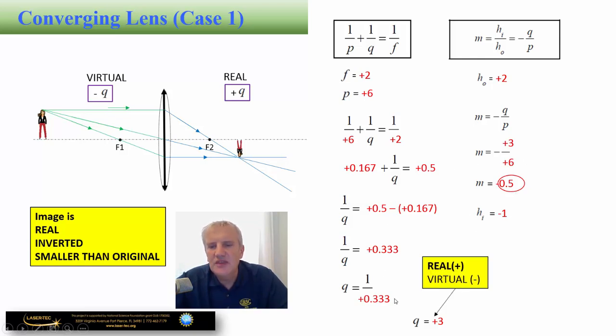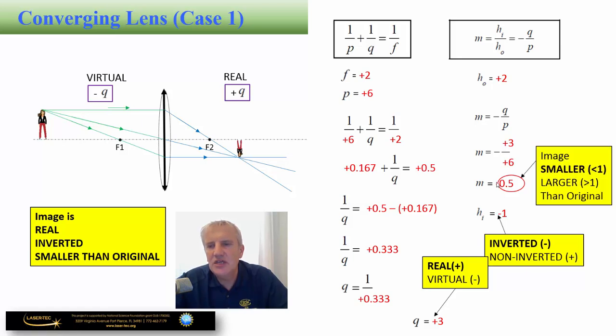The fact that the q, the distance of the image relative to the lens, is positive indicates that we are dealing with a real image, or the image that's positioned on the right relative to the lens. And then the fact that the magnification is negative means that the image is going to be inverted. And finally, the fact that the magnification is less than 1 is telling us that the image is smaller than the original. Since the magnification is equal to 0.5, the size of the image is 50% of the size of the original.